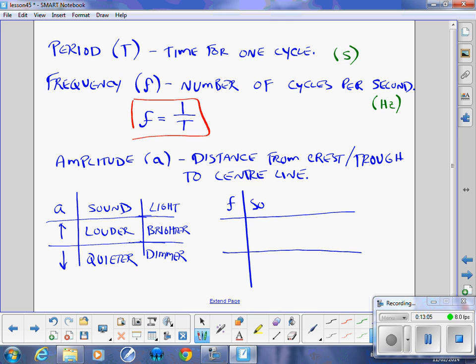Now, the other thing we analyzed or took a look at in the grade 11 class was our frequency. So if we increased or decreased the frequency, we said that what was affected was pitch. So if we increase the frequency, we would end up with higher pitch, which means the reverse is true when it comes to sound. What about light? What is the connection with light? So if we increase the frequency, what happens?